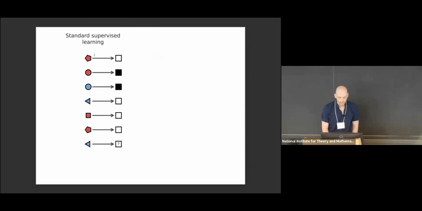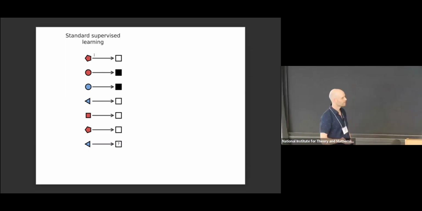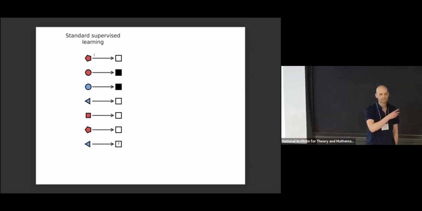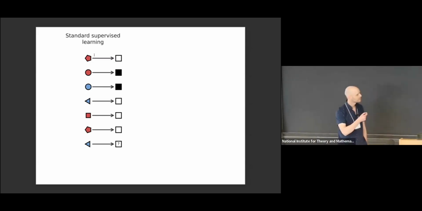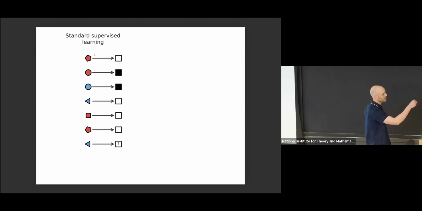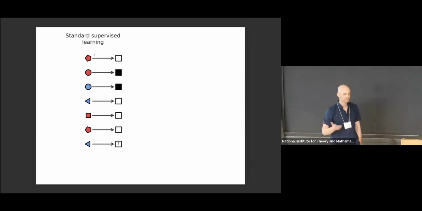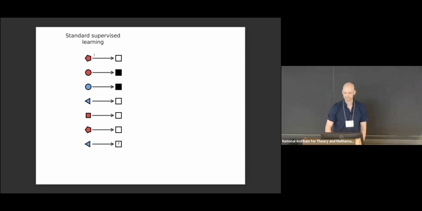Okay, so just to set it up, I think most of us are familiar with the idea of supervised learning. We're given objects and labels for those objects, and the goal is to predict the label of a new object. For example, this is a classification problem where I have a bunch of objects. They have features, which are the shape and the color, and then they have labels, which are black or white.